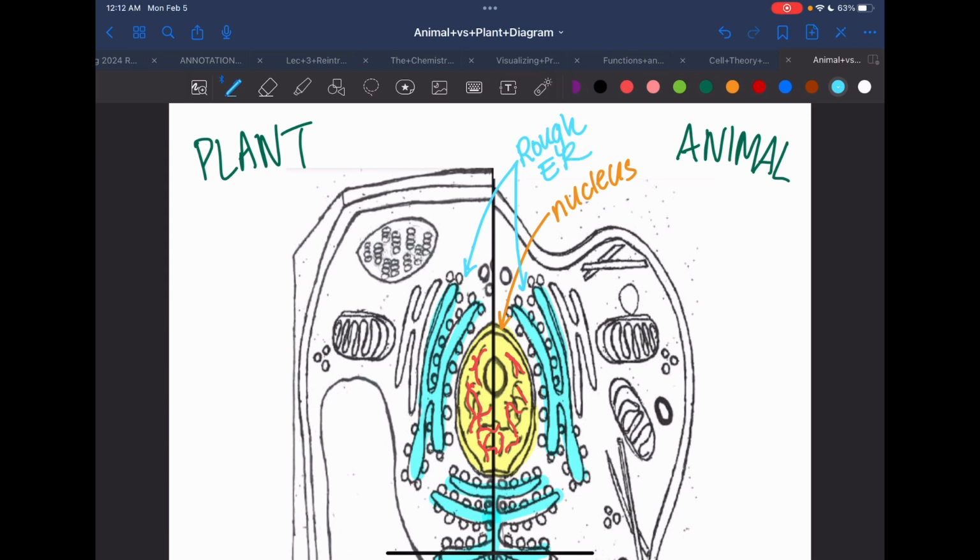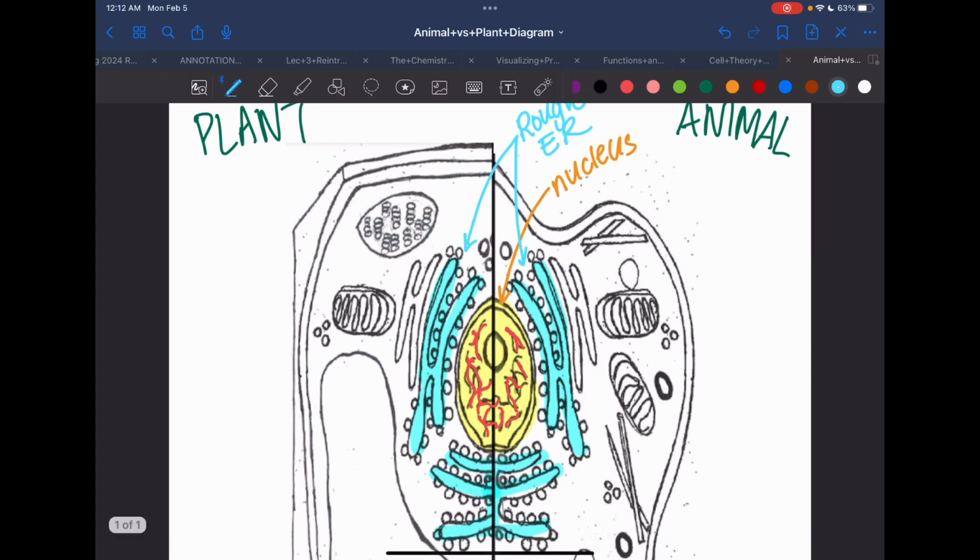When you look up the word rough ER, you'll find out it means rough endoplasmic reticulum, but that's not going to fit on my paper, so we're just going to write ER. If you can write it out somewhere just so you know what ER means, that'll be helpful, but just because it doesn't fit in here, we'll do rough ER. And it's rough because it has these little circles on it. And again, we'll get back to the little circles in just a little bit.